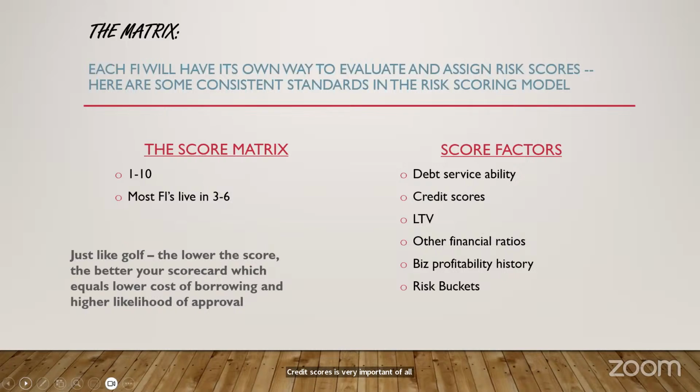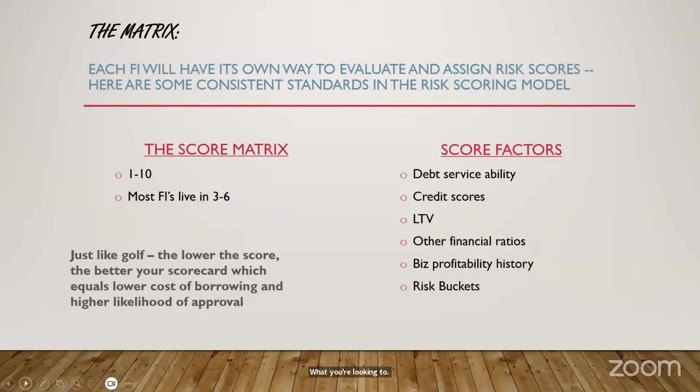LTV as well is one of those factors. The lower the LTV, the lower the scoring, which would help with your likelihood of approval. Other financial ratios, one that we look at in particular is the debt to net worth ratio to confirm that you're not over leveraged, as well as liquidity, just confirming that you do have enough cash to cover what you're looking to purchase.